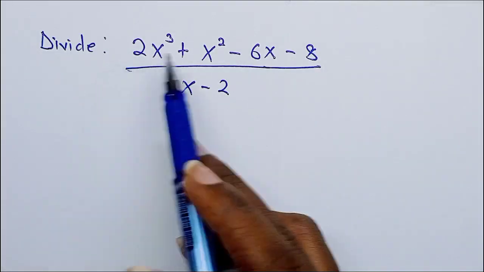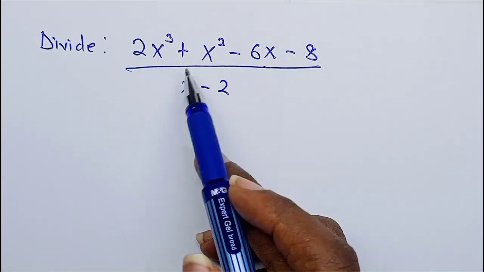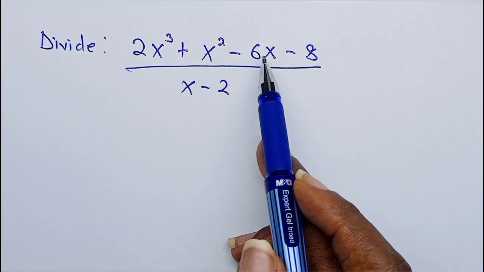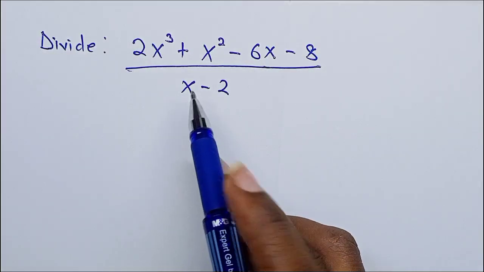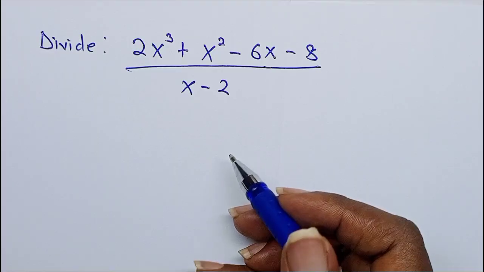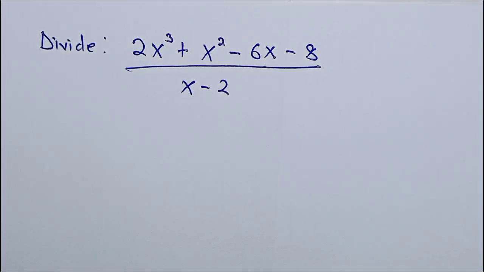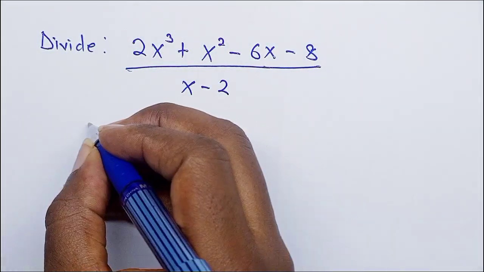We have been told to divide 2x cubed plus x squared minus 6x minus 8 by x minus 2. Now we're going to use long division. So the steps for dividing using long division.